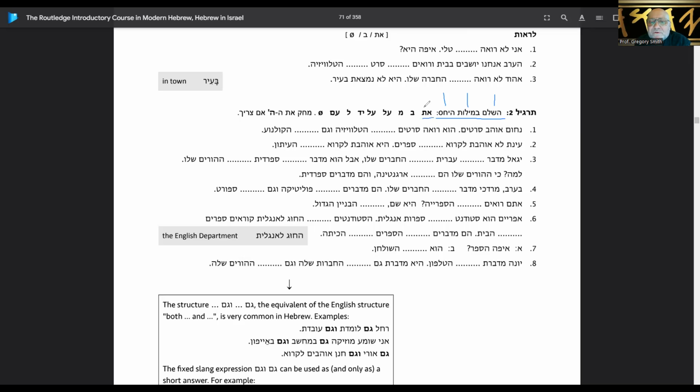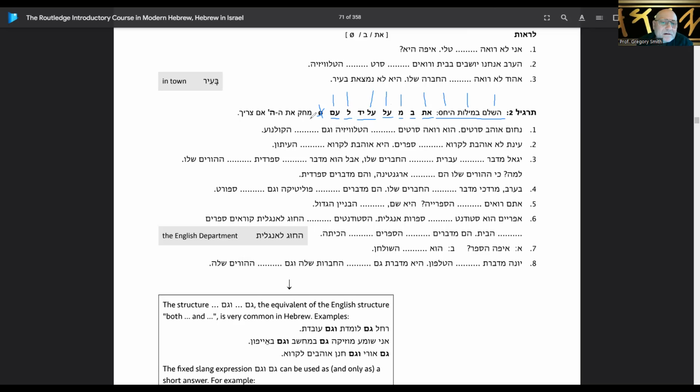Okay, so this would be the direct object marker. We have bet, in, with, or on. We've got the mem, which means from. Al means upon. Aliyad means near to or nearby, literally on hand. Lamed means to or for. Im is with. And if it doesn't need the direct object marker, then it's marked out like that.